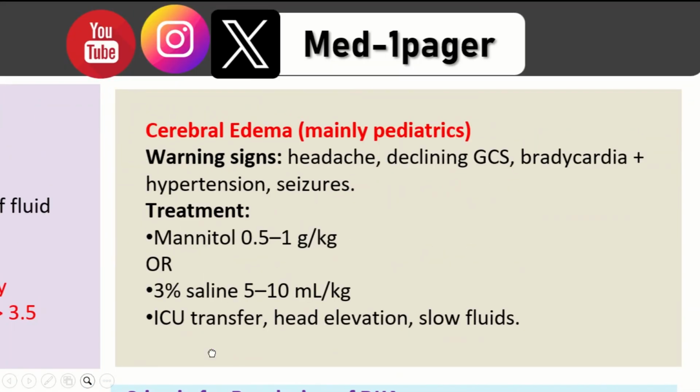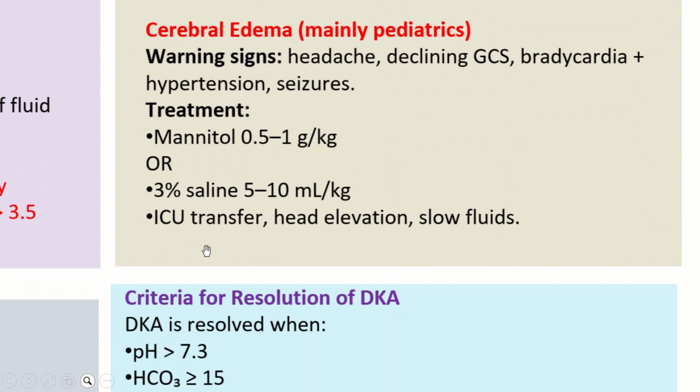Then the other thing we can look at now is the cerebral edema. Cerebral edema is going to mostly occur in children, and warning signs include headache, a declining GCS, bradycardia, hypertension, as well as seizures. Most of the time we're going to treat this with mannitol, that is 0.5 to 1 gram per kilogram, or 3% saline, that's hypertonic saline, at 5 to 10 ml per kg. Most of the time when the mannitol fails to work, we escalate and go to the hypertonic saline.